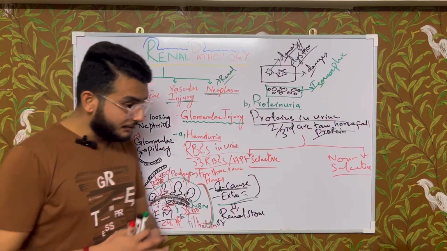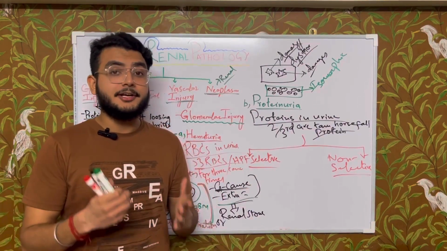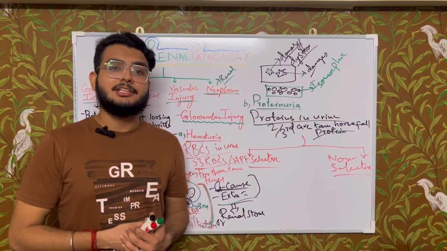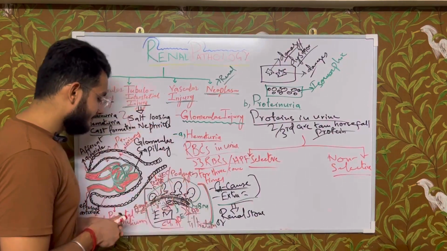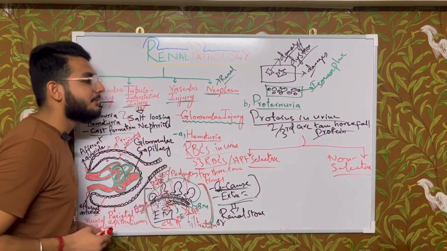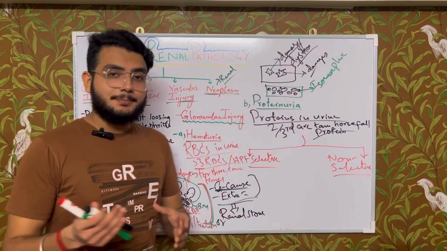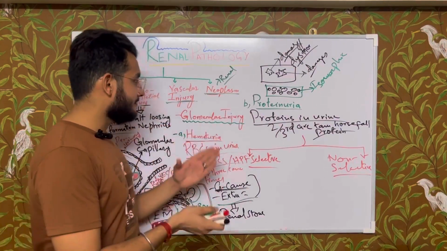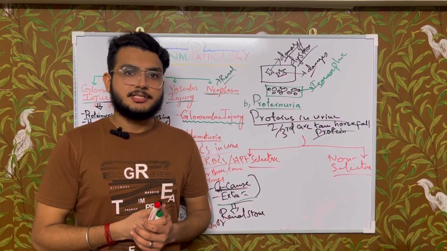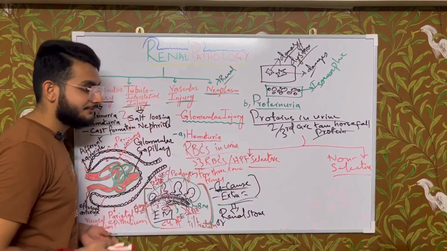We know that albumin, most importantly, is talked about more. Why? Because albumin is also negative in nature, so it can easily be repelled by the negativity of this filtration membrane. So in a patient with normal kidneys, with everything normal, albumin is not seen in the urine. It's because of this charge factor.